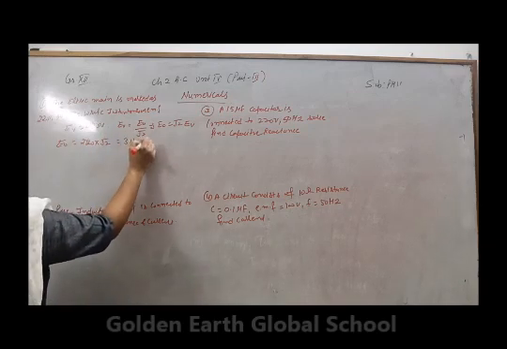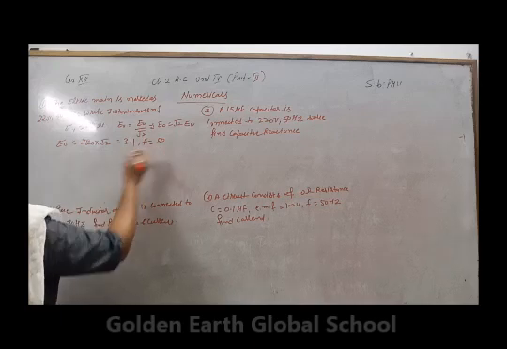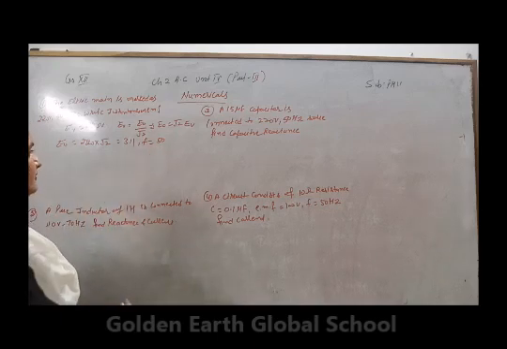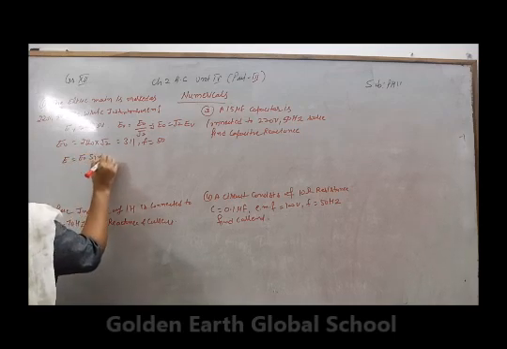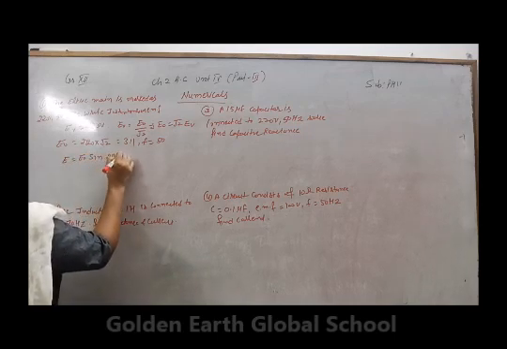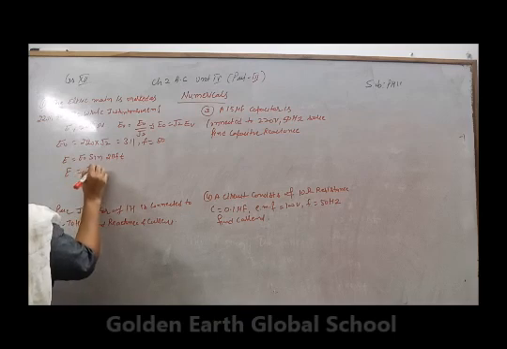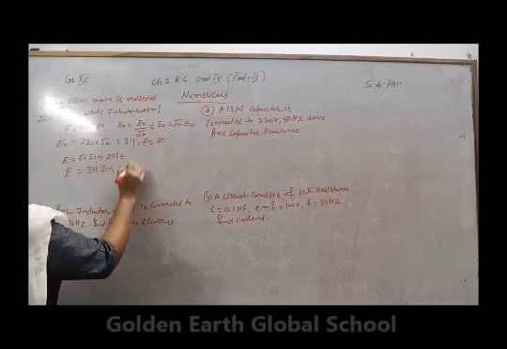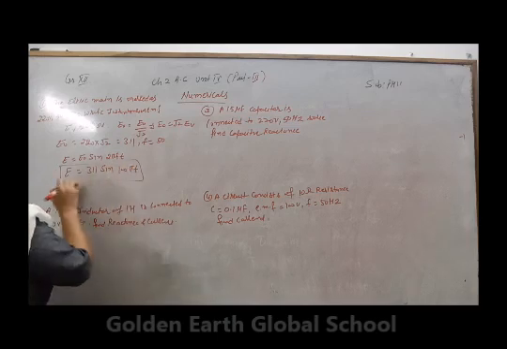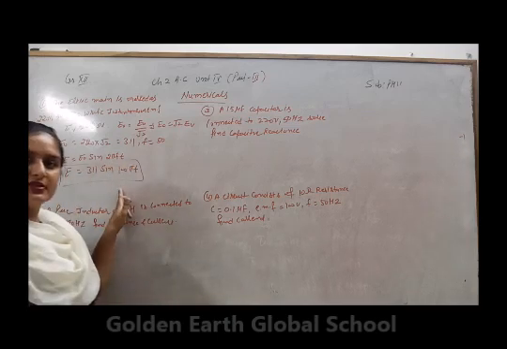Now the frequency is 50 cycles per second, or you can say that it is 50 hertz. Then the equation is E naught sine omega t, where omega means 2 pi f t. E will be equal to 311 sine of 100 pi t. This is the equation of the EMF in the circuit.